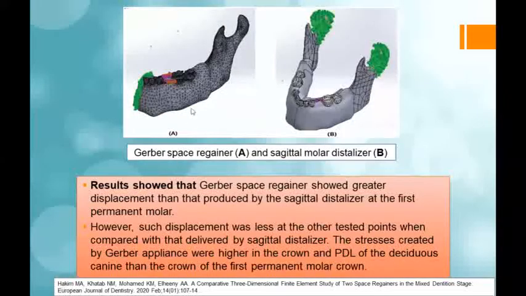This is the Gerber space regainer and the sagittal molar distalizer that they fabricated. And the result shows that the Gerber space regainer showed greater displacement than that produced by the sagittal distalizer at the first permanent molar. However, the displacement was less at the other tested points when compared to that delivered by the sagittal distalizer, and the stress created by the Gerber appliance was higher in the crown and the PDL of the deciduous canine than in the crown of the first permanent molar.